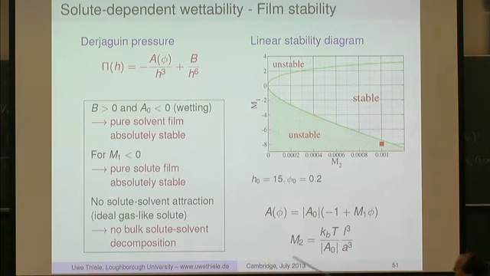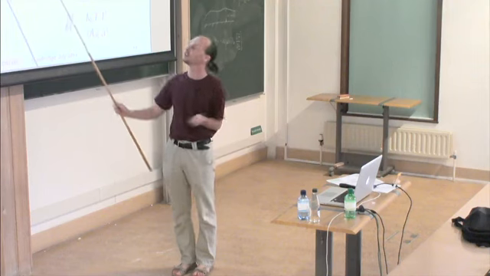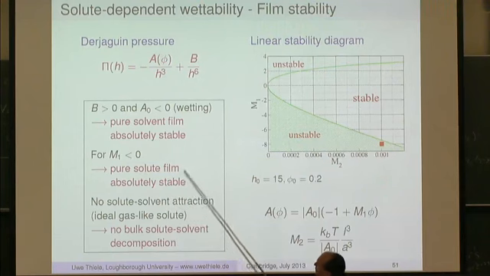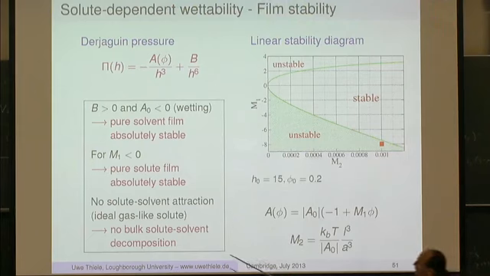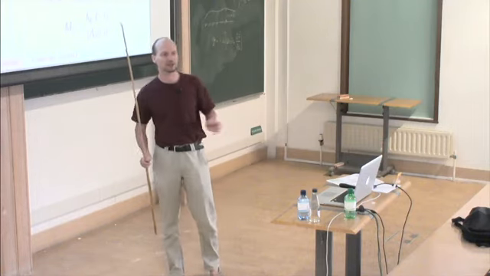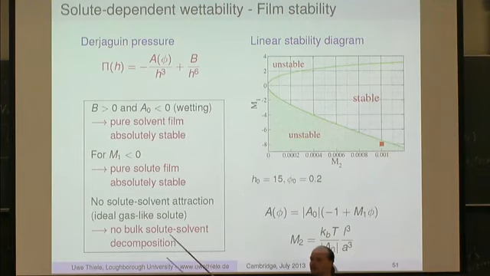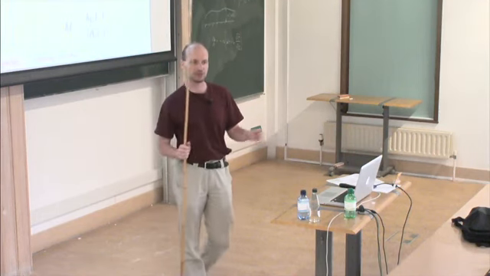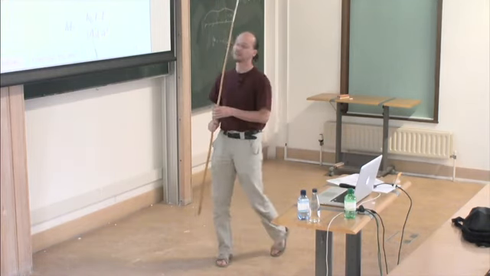And I just showed you one example where the pure solvent film would be absolutely stable, no dewetting. Then a pure solute film would also be absolutely stable. So the Hamaker constants for each of them would be stable. Then there would be no bulk solute-solvent decomposition, so we do not even include any attractive interaction between the two. However, if you put all this together, it will still dewet, right? Because the two fluctuation modes, of film height and of composition, they couple.